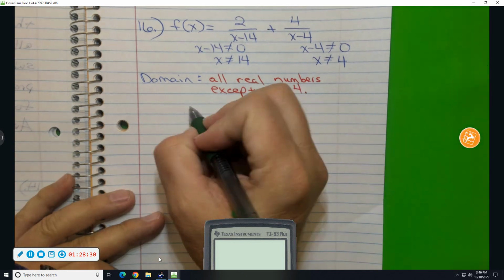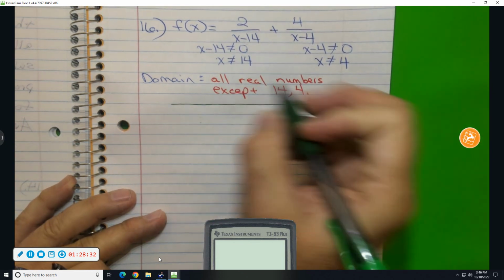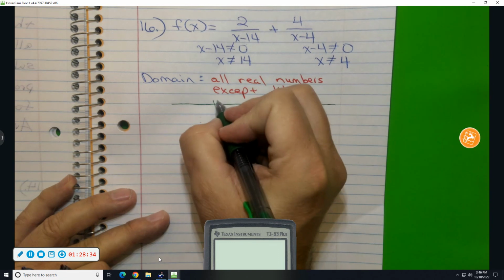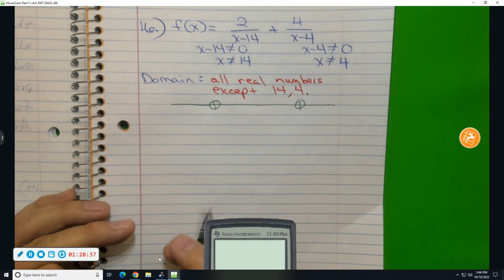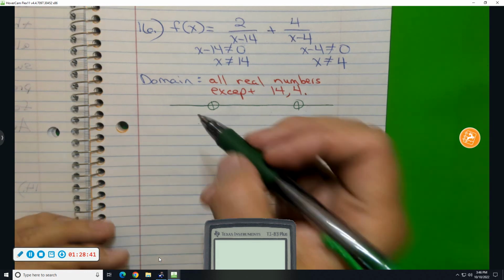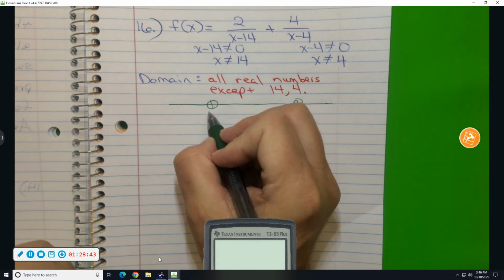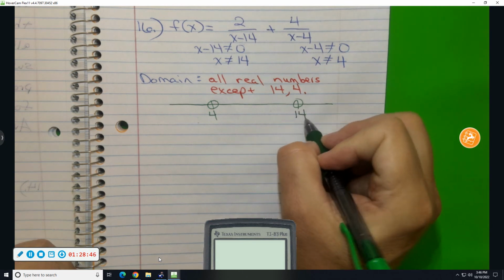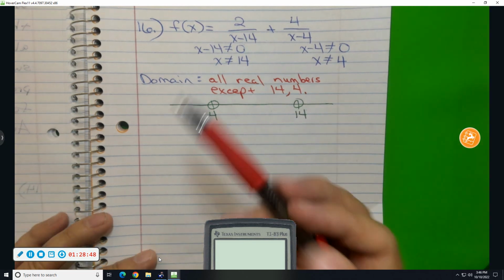Here's our number line. There are two numbers we're excluding. Put them in numerical order. Remember, with interval notation, you have to go small to big. So what goes here? 4, and there's 14. X can be anything else.